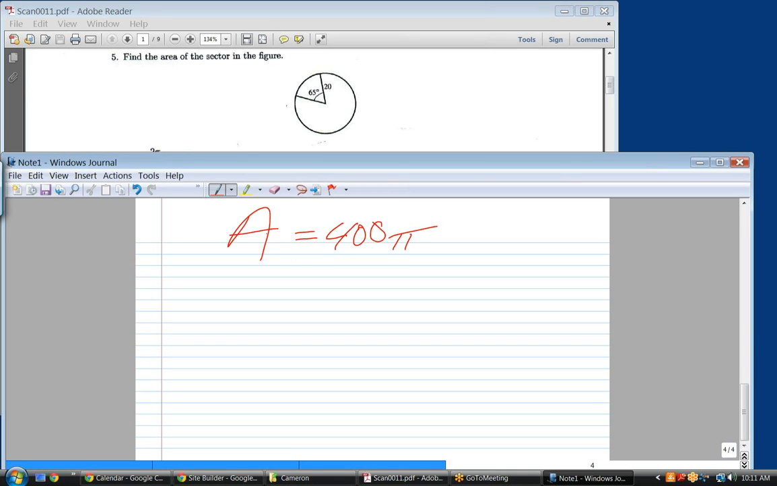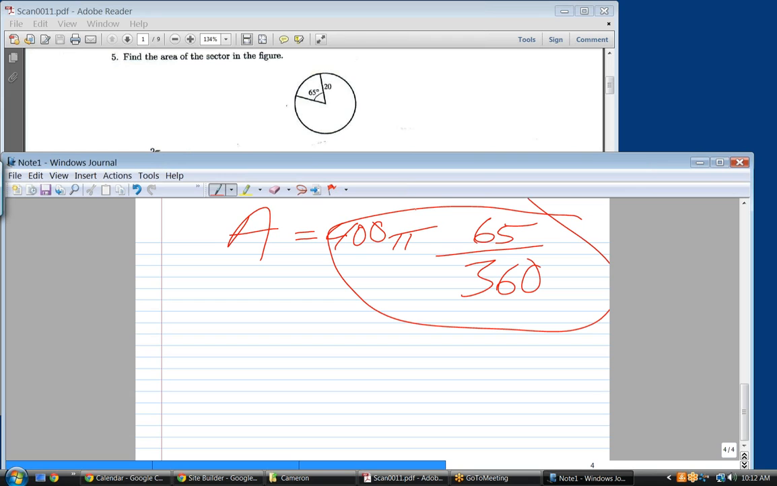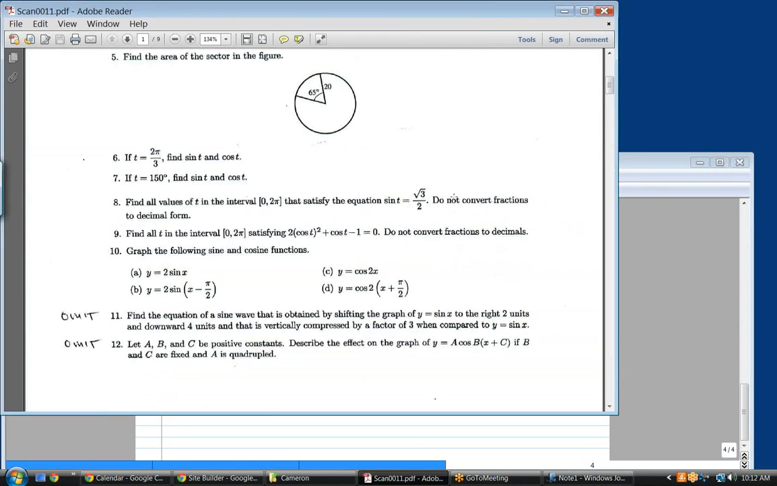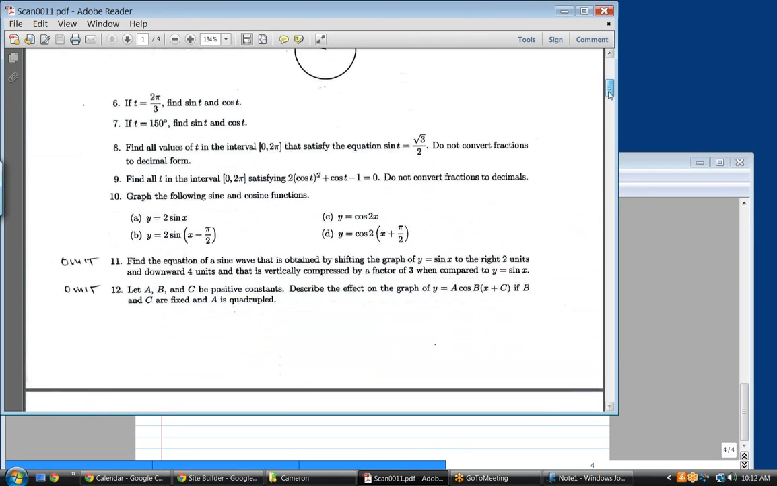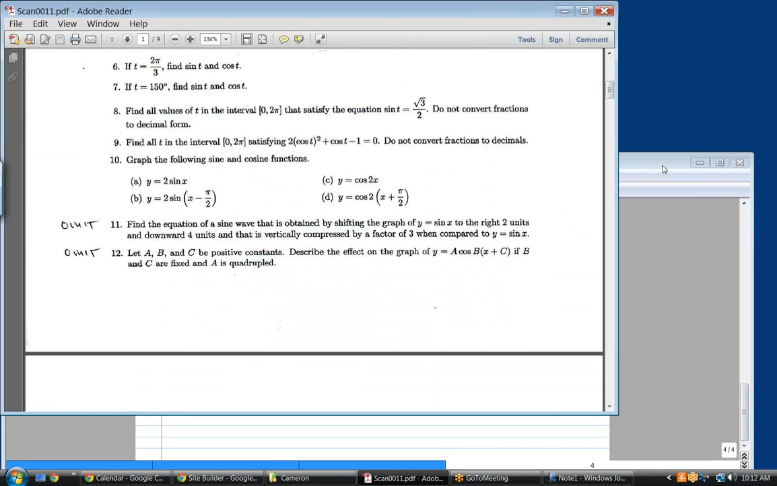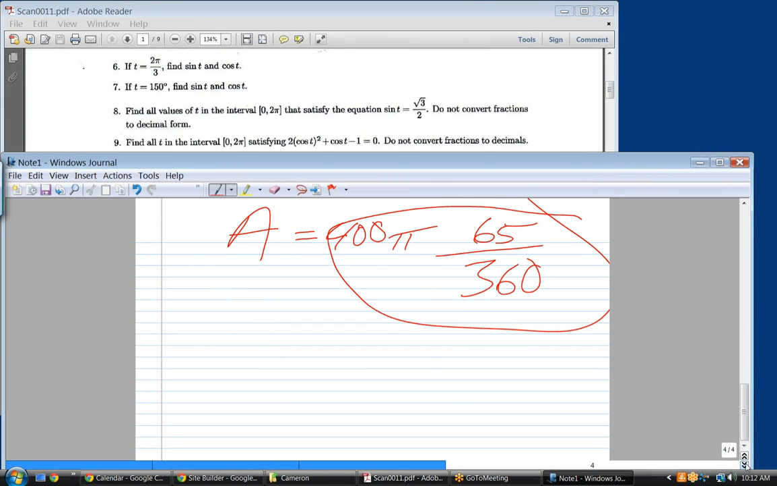And the sector is 65 over 360. And whatever that equals is your answer. Don't know if we can reduce that. That's not the important part. I'll leave that to you.